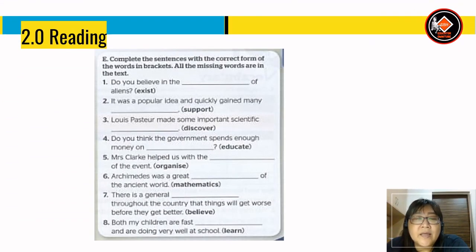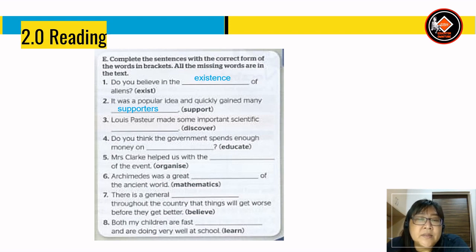Pupils. Now let's look at E. Complete the sentences with the correct form of the words in brackets. All the missing words are in the text. So let's look at number 1. Do you believe in the of aliens? So the word given is exist. Answer will be existence. Number 2. It was a popular idea and quickly gained many. Word given is support. So answer will be supporters.